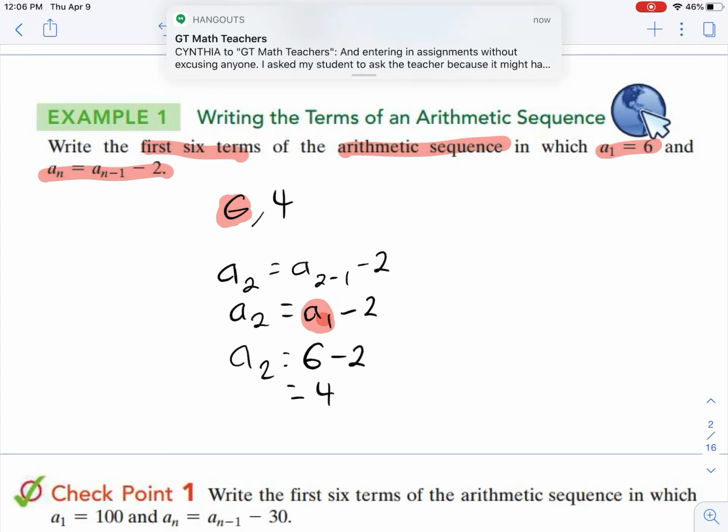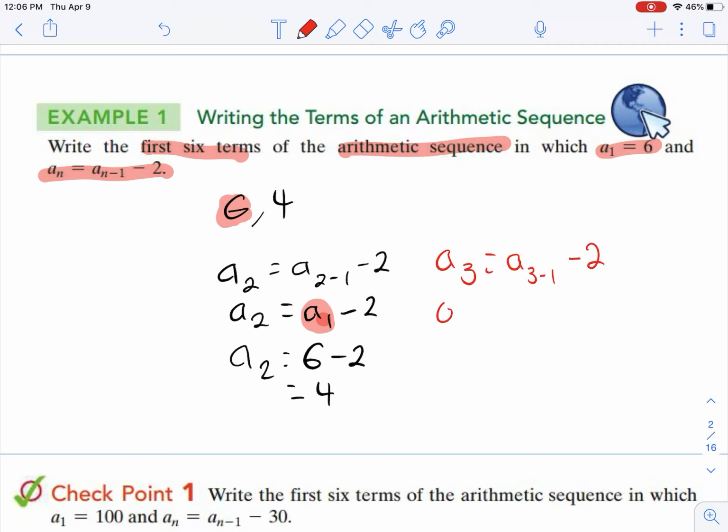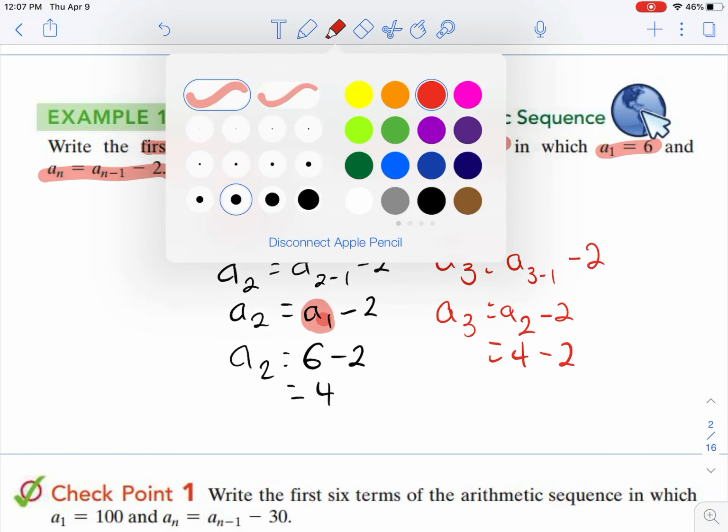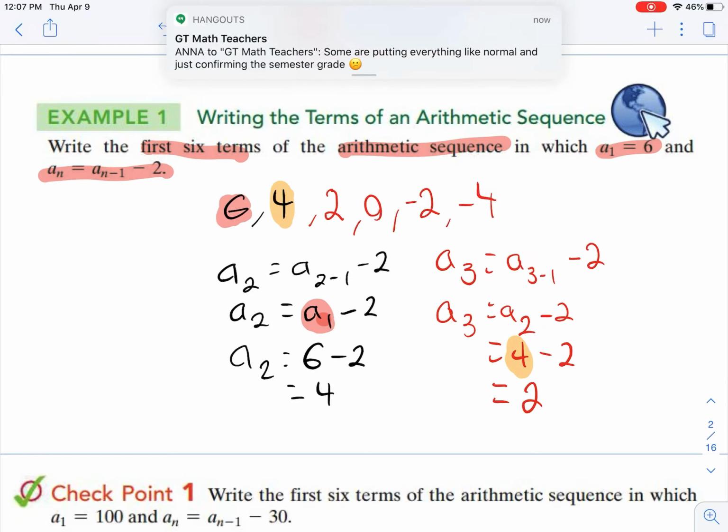Okay? And then as we go on to the next one, you guys are going to see it's going to use the same exact format. A sub 3 is going to be a sub 3 minus 1 minus 2. So then we're going to end up with a sub 3 equals a sub 2 minus 2, which is 4 minus 2. Once again, that comes from our term up here. So when we do this, we're going to start to see that what this really means is we're subtracting 2 each and every time. So we can just go ahead and continue that pattern, and we're going to have 0, negative 2, and then negative 4.